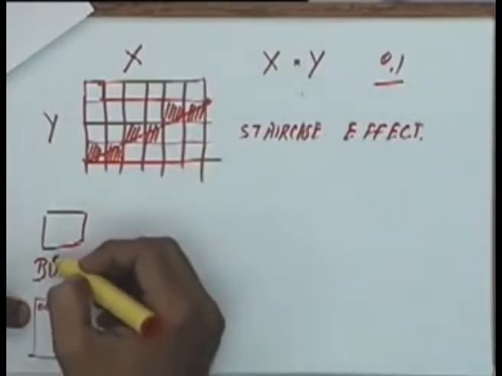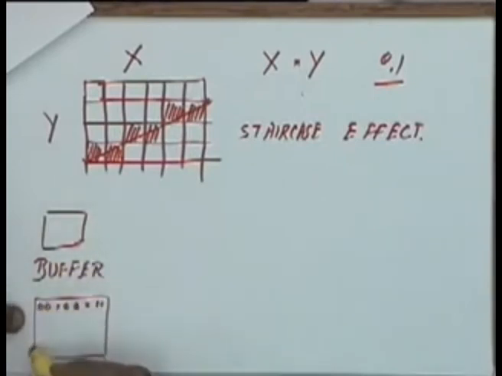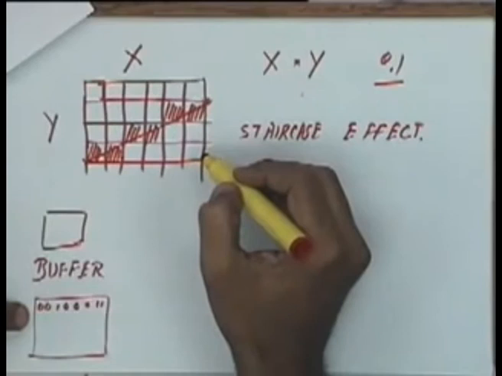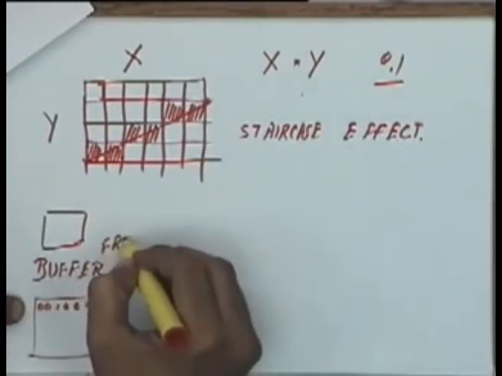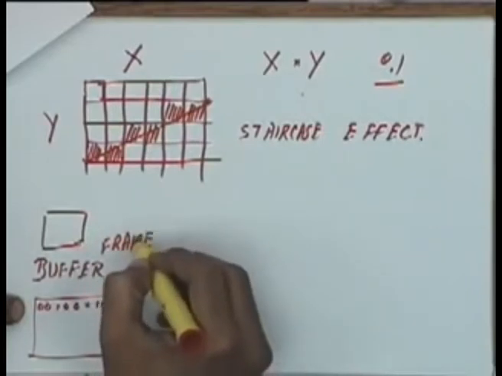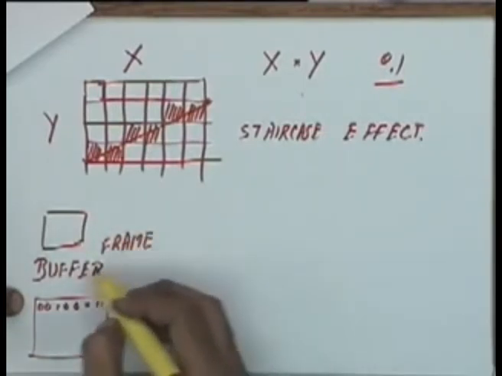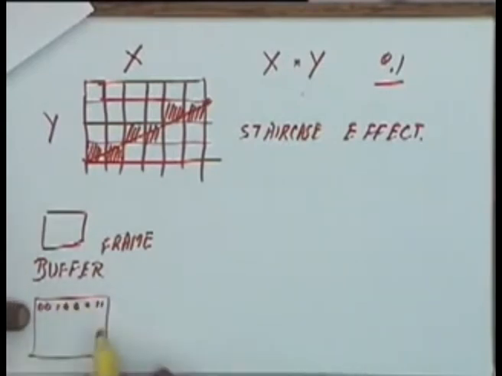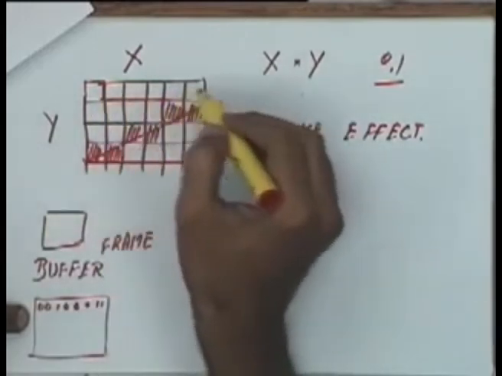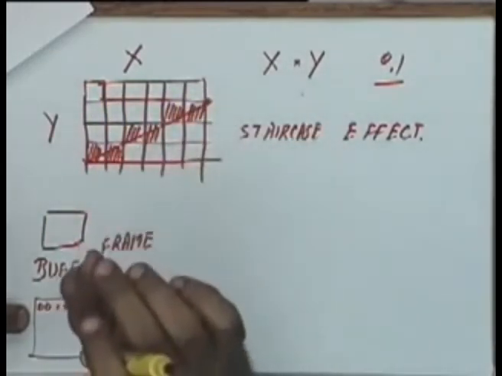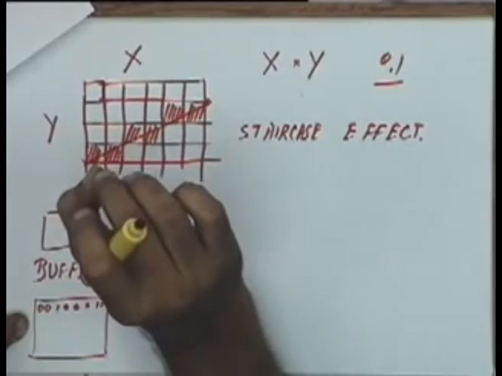So this buffer is going to contain a set of zeros and ones, a 0 or 1 for each pixel on the screen. This is also called a frame buffer. This frame buffer is essentially a set of zeros and ones such that each 0 or 1 corresponds to a particular location on the screen. It corresponds to a particular pixel on the screen.